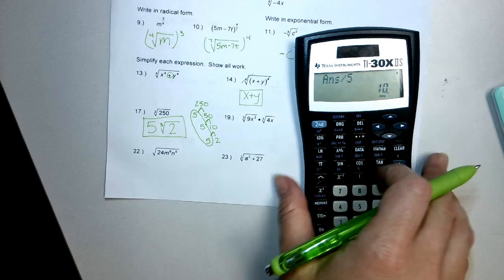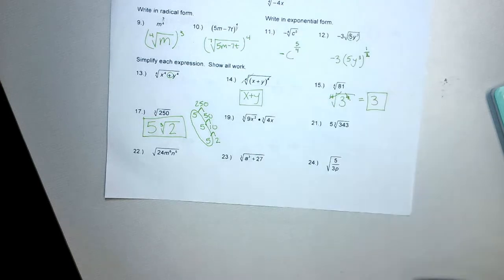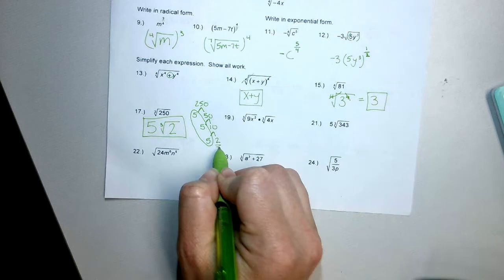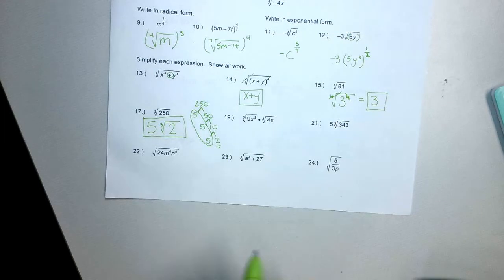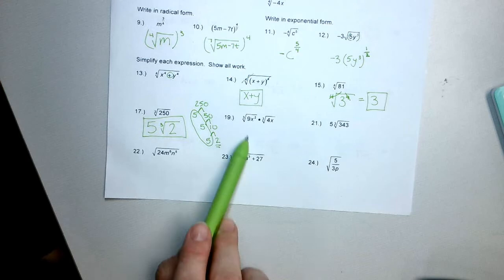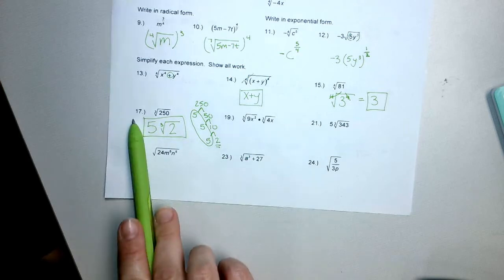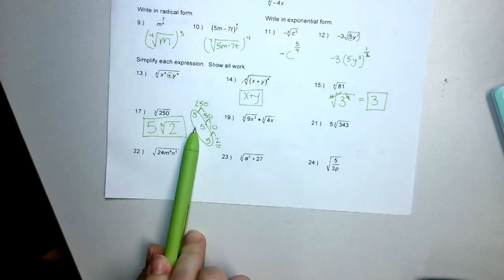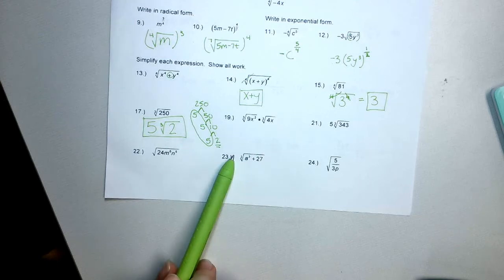Okay. Well, this is a cube root, because it's a cube root. Now, if it was a square root, we would have taken out a 5, but we would have had a 5 and a 2 left, so it would have been 5 root 10.